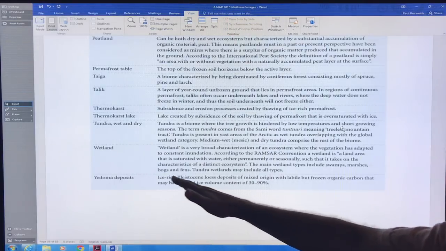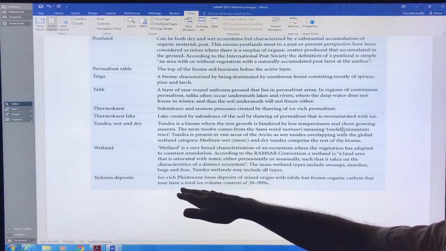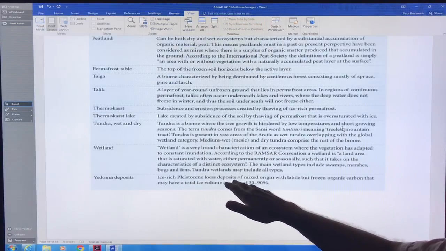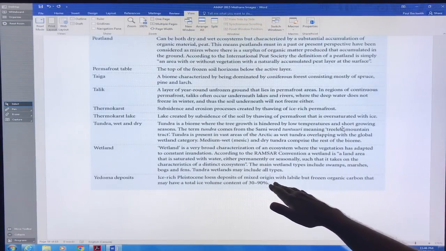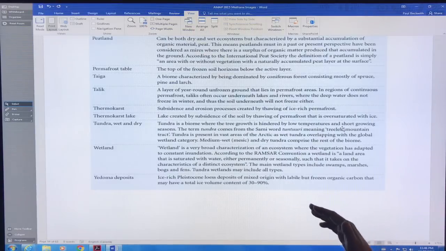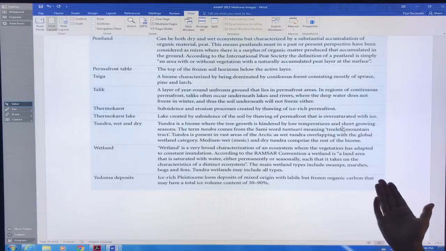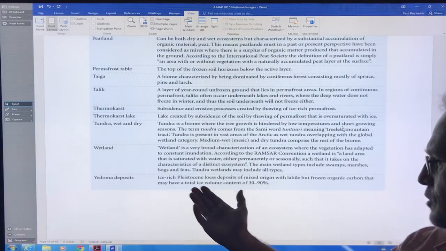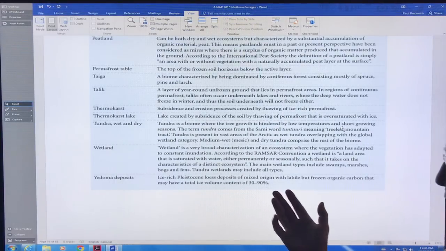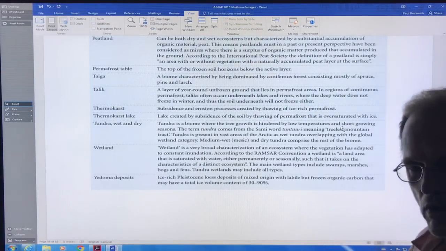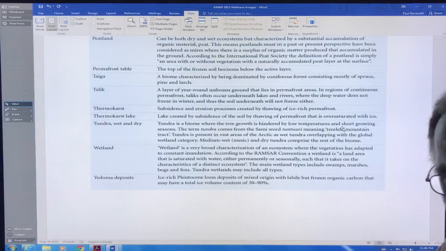Okay, and Yedoma deposits, well, this is ice-rich Pleistocene loess deposits, wind-blown deposits of mixed origin. The deposits have been able to move, but there's frozen organic carbon. It may have a total ice volume content of 30 to 90%. This is in Siberia, where you get these very large water content, so you get very large sinks and drops and contraction, and we're getting these blowholes.